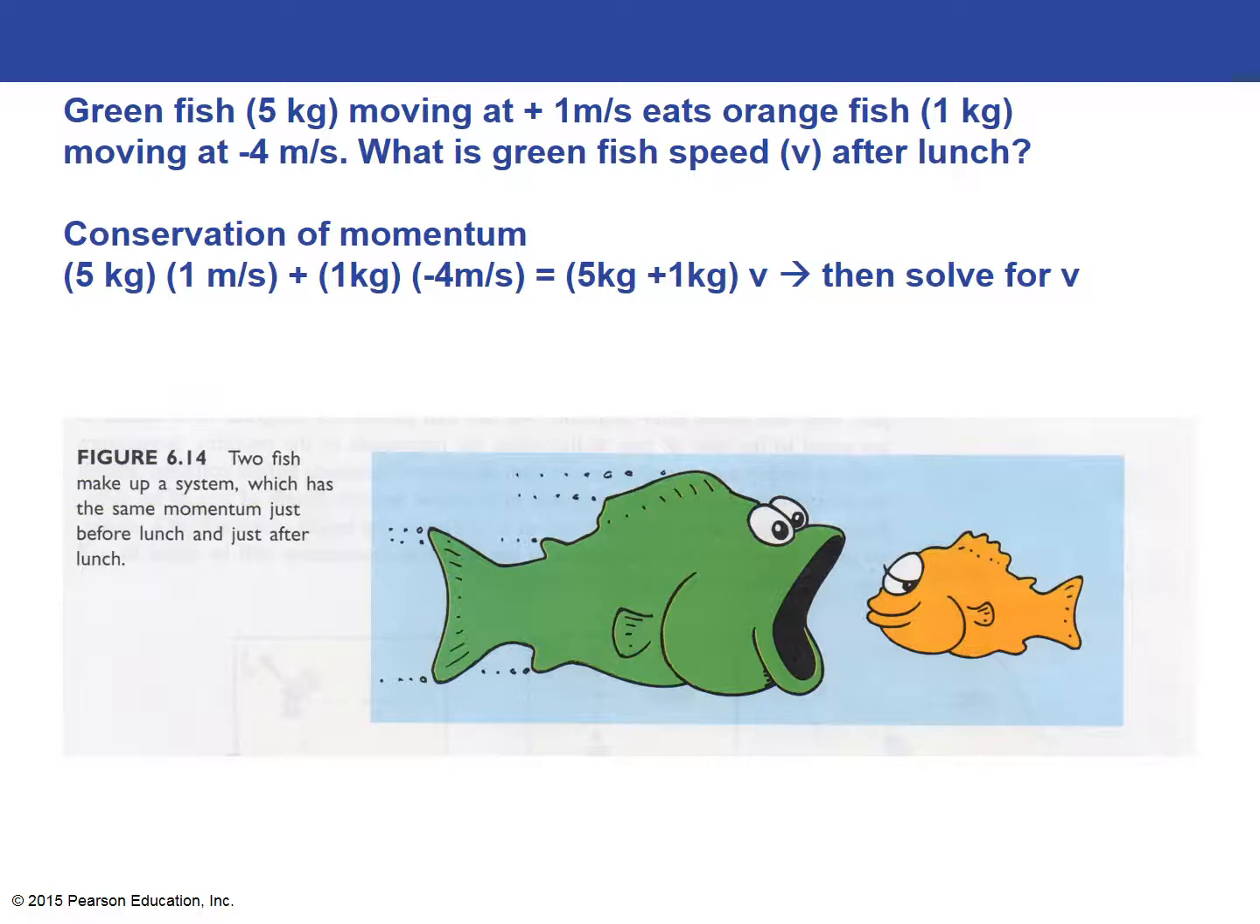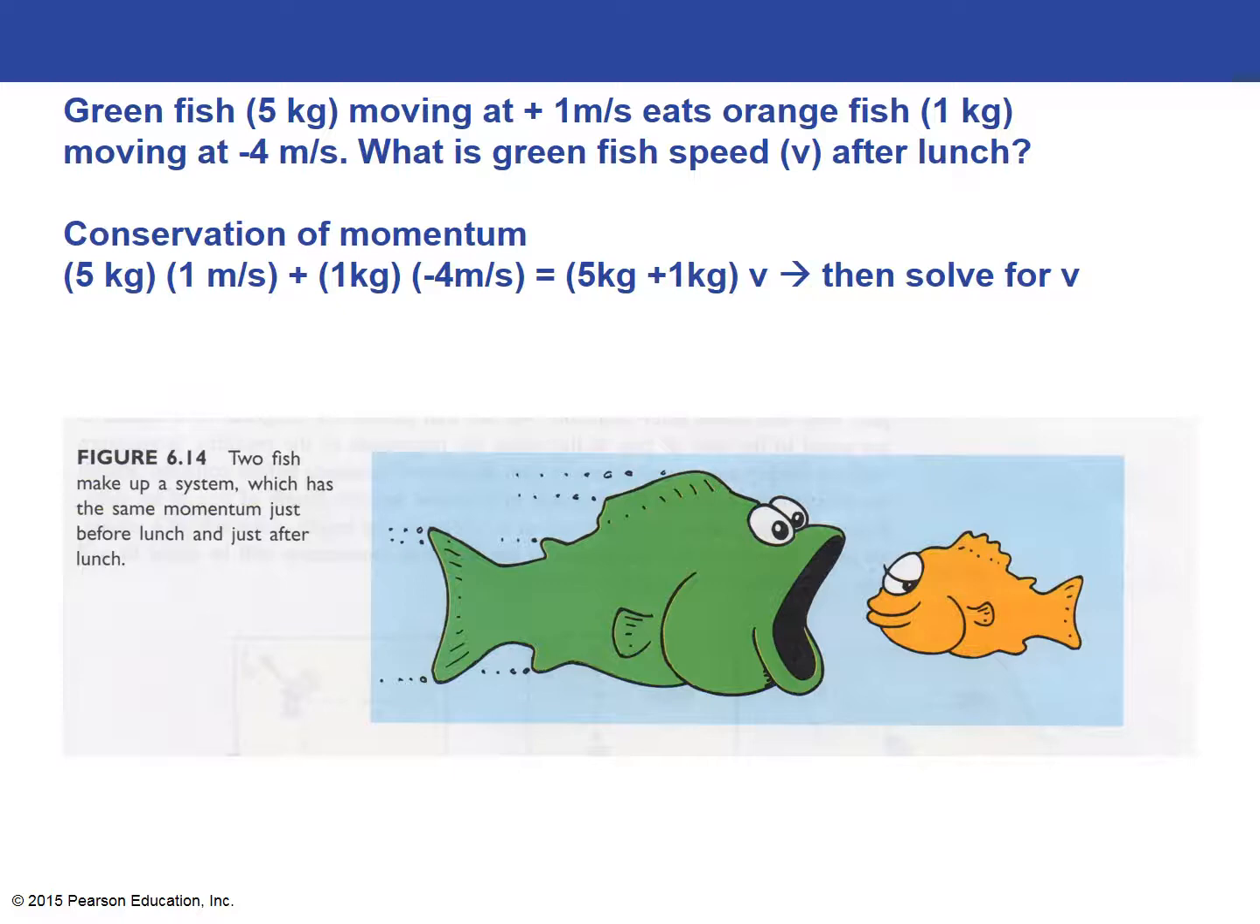And the problem is that after the green fish eats the orange fish, what will be the new velocity of the green fish after he swallows the orange fish?